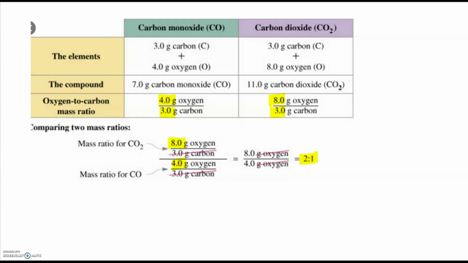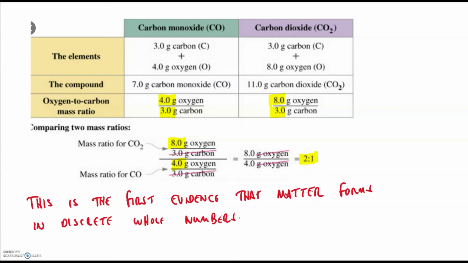Now, if that isn't ringing a bell, or if that isn't clicking yet, think of it like this. First evidence that matter forms in discrete whole numbers. In other words, the first proof that atoms exist. Well, this is 1844 we're talking about, so it took us a while to get here, but once we did, we took off. Let's take a few more points from Dalton.